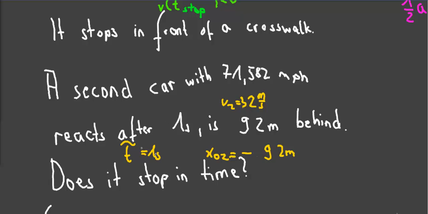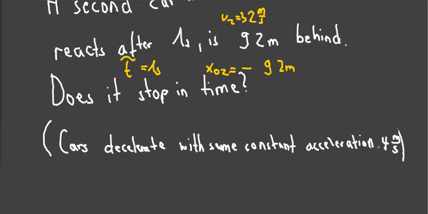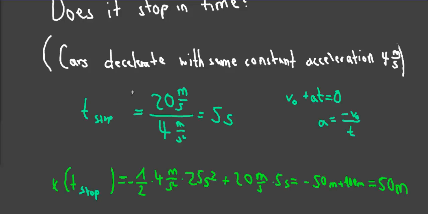So that's actually a t tilde time, which is the delay for deceleration in total. The 92 meters behind, however, are initial conditions, because when we start to measure, the car is 92 meters behind. So that's our initial x condition. Does it stop in time? That's just a question. And we have a constant deceleration of 4 meters per second squared, which is an acceleration of minus 4 meters per second squared.